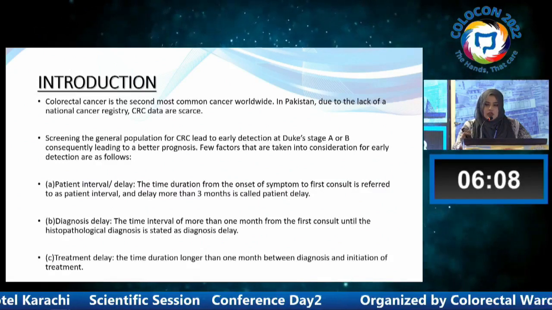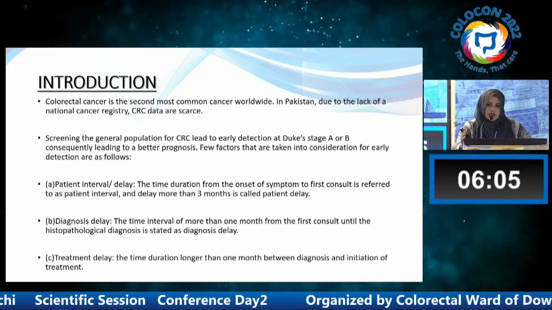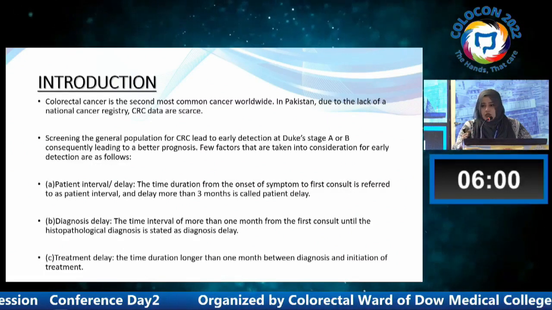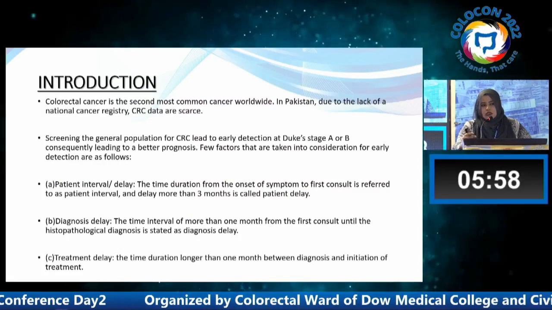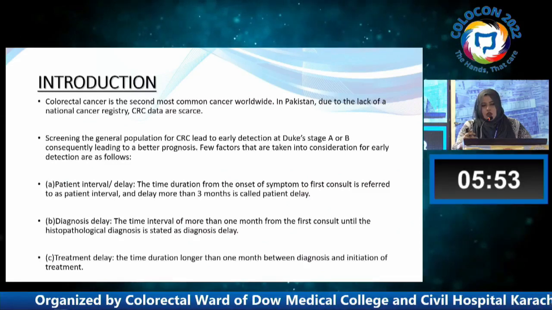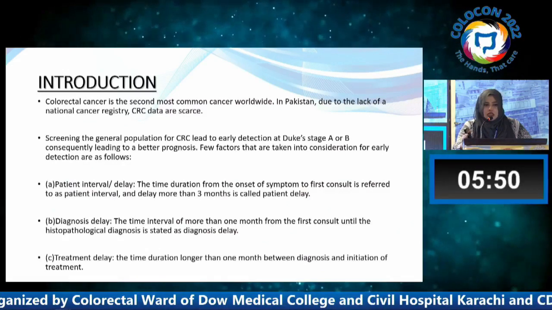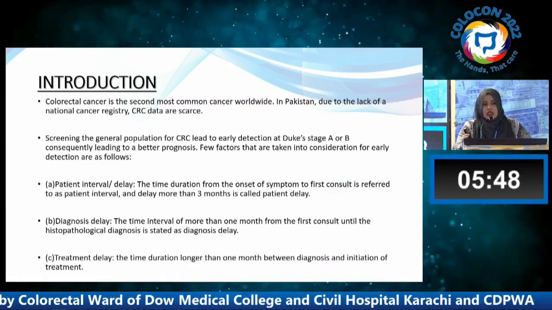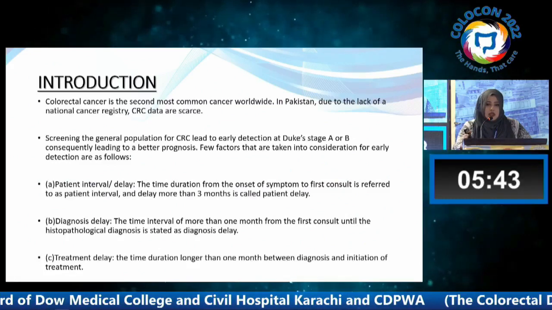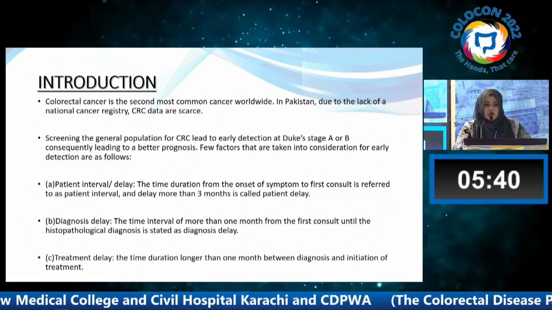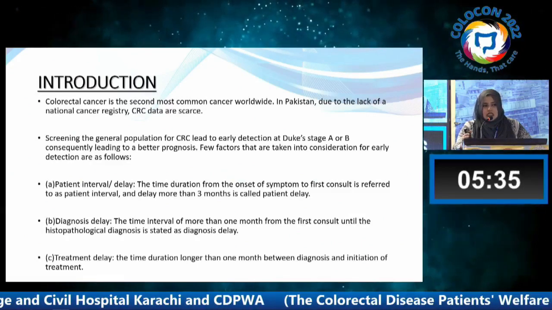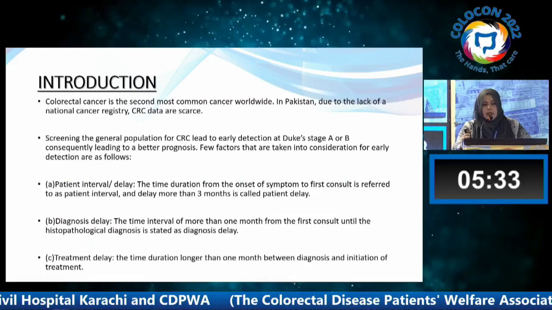So we differentiate the delay into 3 types. The first is patient delay, because of the lack of knowledge. Either they think that these are hemorrhoidal bleeding or something else. The second is physician delay, that is the diagnostic delay. When the patient reaches a general physician within 3 months of the onset of symptoms, but the physician delays it for more than a month for diagnostic investigations like colonoscopy and CT scan, that is the diagnostic delay.